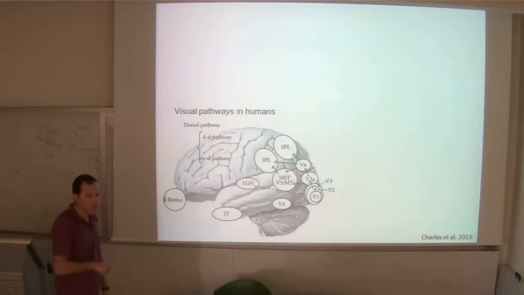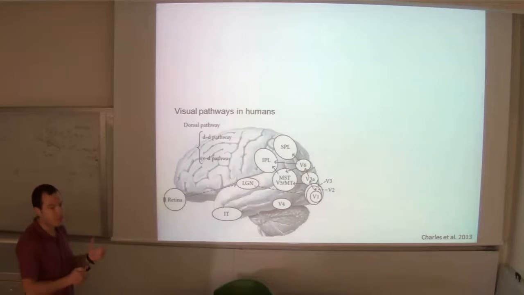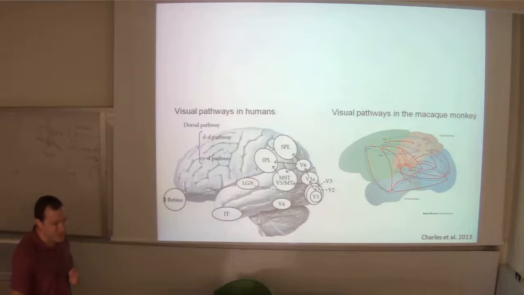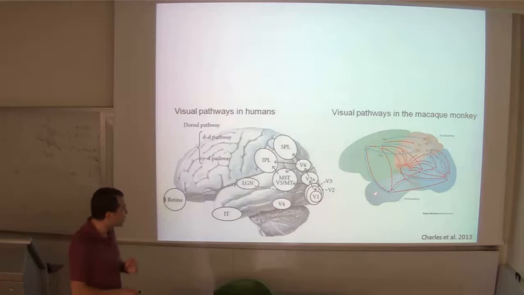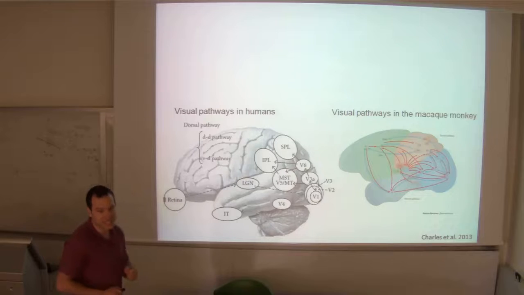IT, this is what I'm going to talk about today, and explain what is going on there and why categorical object representation is so important in our life and in monkeys' life as well. So this is the brain of the monkey, and the information goes from the retina through the LGN to the early visual cortex, and then the dorsal pathway and the ventral pathway, which goes to the IT.